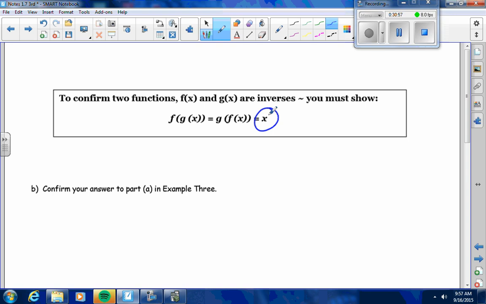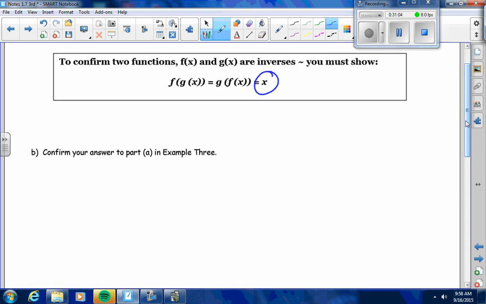Let's give this one a try. Confirm your answer to part A in example 3. So our last function, f of x, was (x plus 3) divided by 4. And the inverse function that we found, f inverse of x, equaled 4x minus 3. To keep it in terms with our composition of functions notation, f and g, I'm going to call the inverse function my g of x.